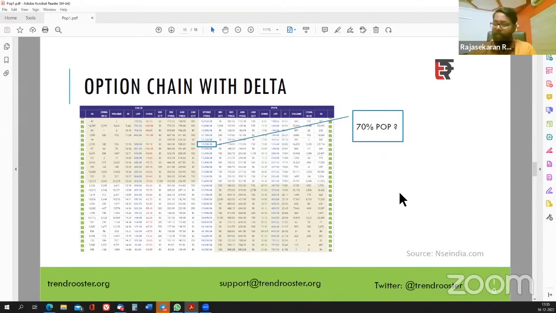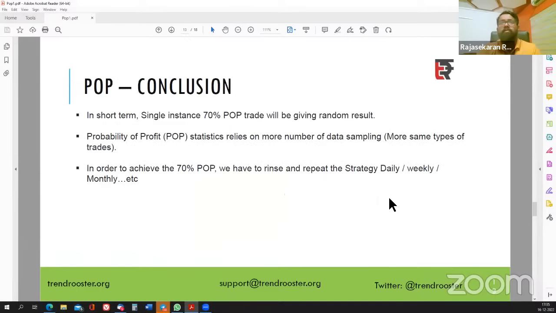All right, so let's conclude this. In the short term, a single 70% probability trade will give you random results. Probability of profit statistics relies on a larger data sample, which means more trades of the same type. In order to achieve 70% probability, we have to rinse and repeat the strategy daily, weekly, monthly, yearly. Then only you'll be able to achieve these results.